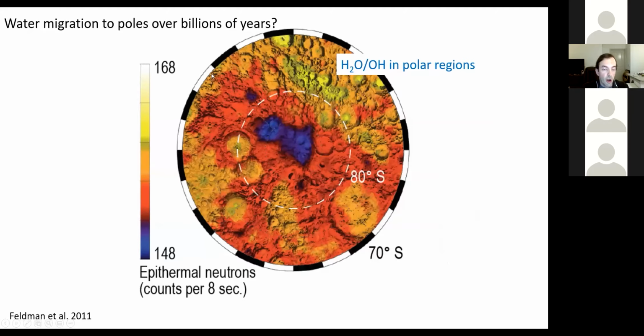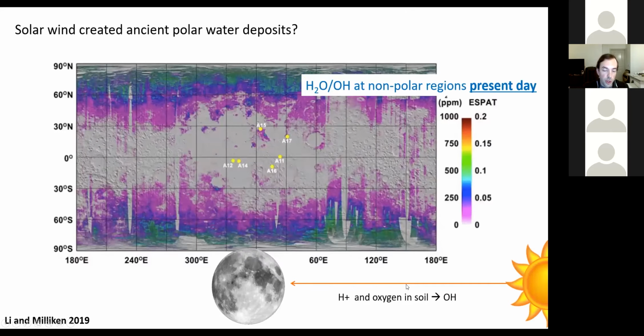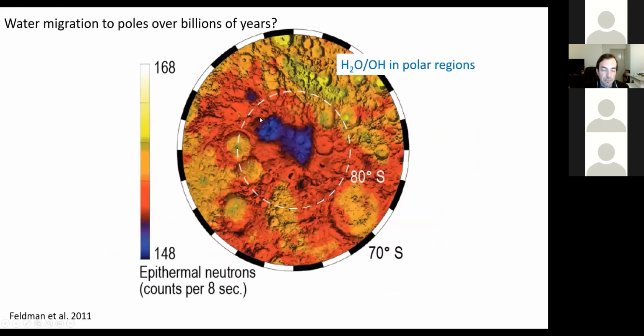But there is an idea that all of that water eventually makes it to the polar regions over billions and billions of years. And so this is a map now from 2011 that shows evidence for water ice on the poles of the moon. We don't know how this ice got here. We don't know if it is ice. I mean, there's some good evidence it might be ice, but we really don't understand where it came from. And so there could be a connection over billions of years to the sun producing some of this water.